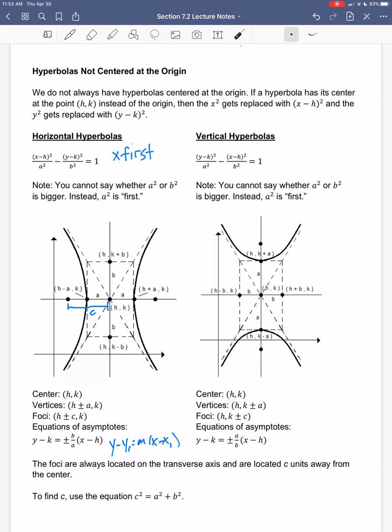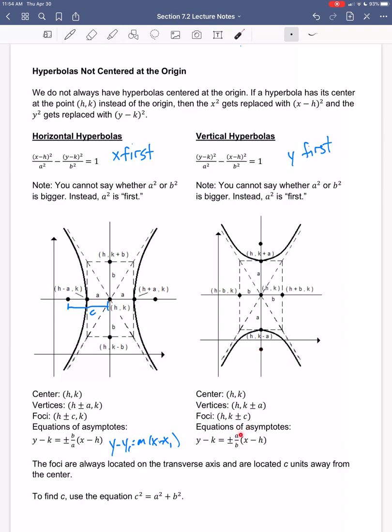For a vertical hyperbola, the difference is y is first instead of x. Notice, though, for the center, I still have to look at the x term to get the x coordinate of the center. So this h becomes the x coordinate, and k becomes the y coordinate of the center here. And now my a is how much I move in the y direction, so up and down. b here is how far I move in the x direction, left or right. To get to the vertices, I'm going up or down in this case, so my y coordinate changes. For the foci, it would be the same thing. This would actually be k plus c up here for a y coordinate, and this would be k minus c.